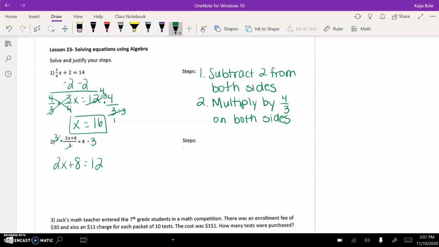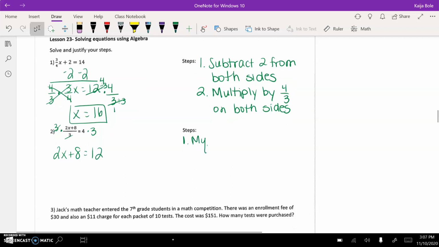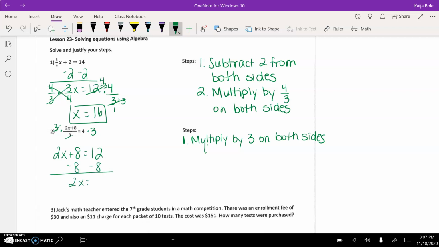12. So step 1, multiply by 3 on both sides. All right, then this is just a regular old two-step equation, so I would subtract 8 on both sides. So I get 2x equals 4. So step 2, subtract 8.